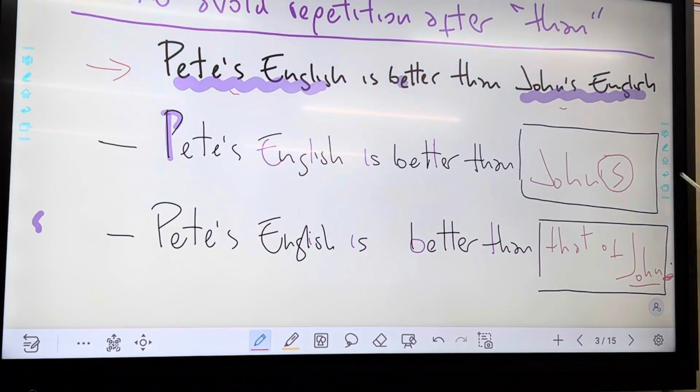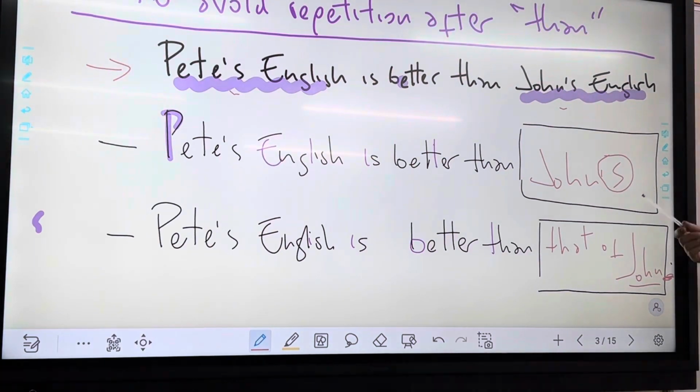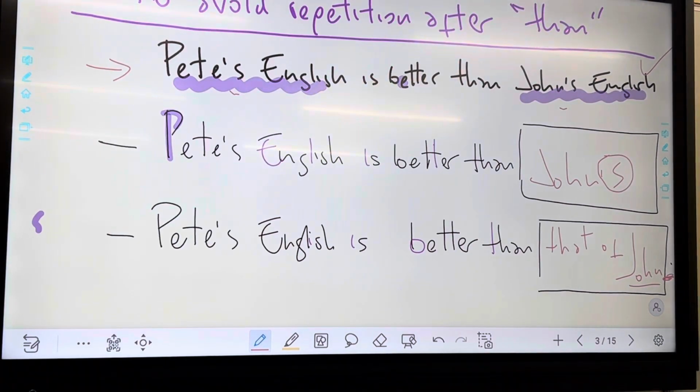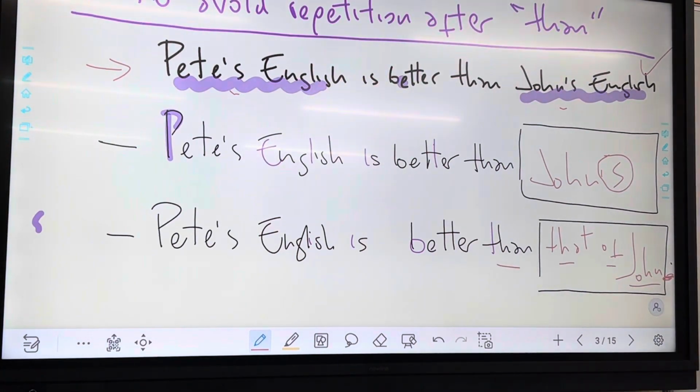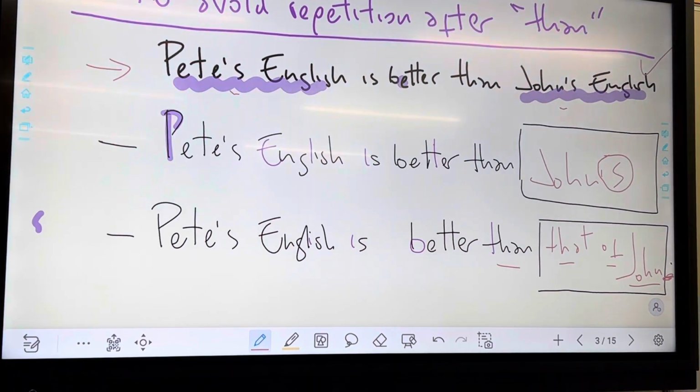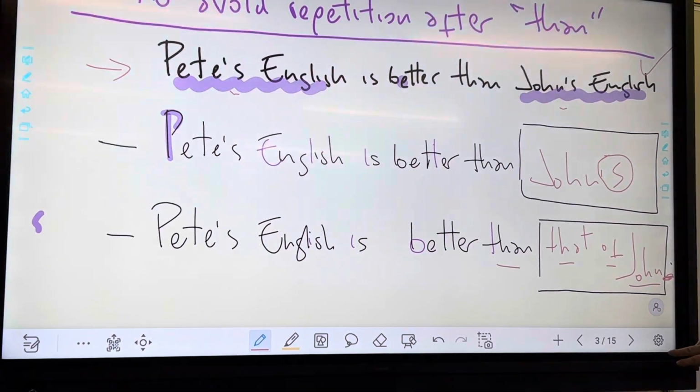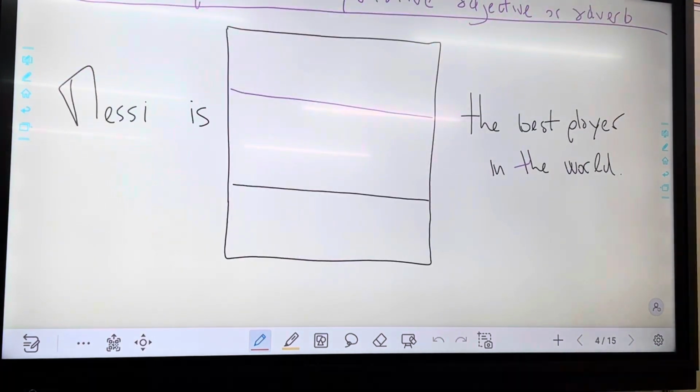So to avoid repetition, you can say things like this. I mean, is this incorrect? No, this is fine. It's grammatically correct, but it's repetitive. So far, so good. Than that of. Yeah. Than that of John. Okay, have a look at this.